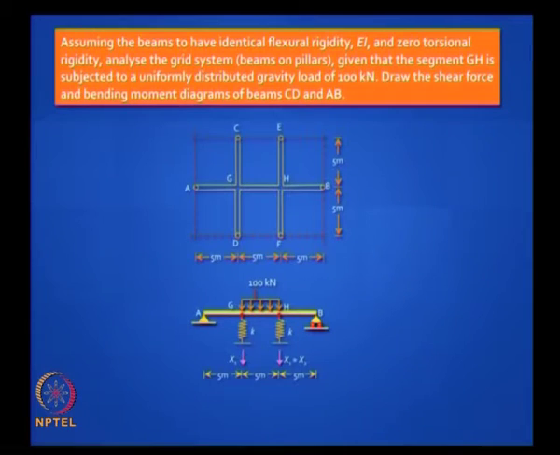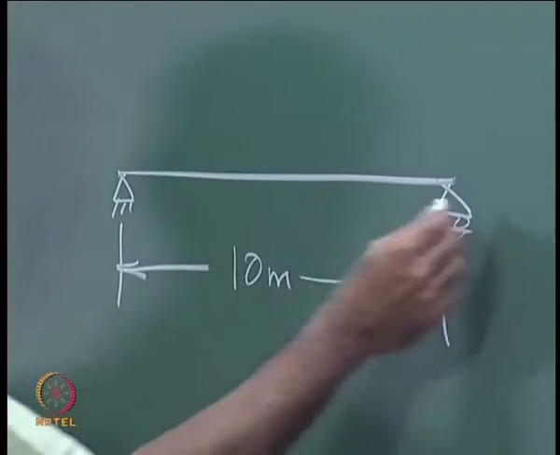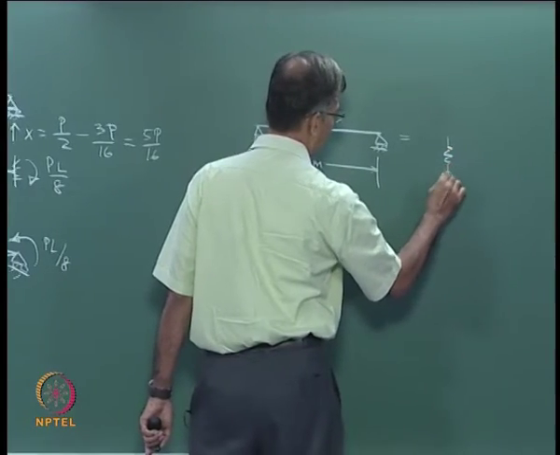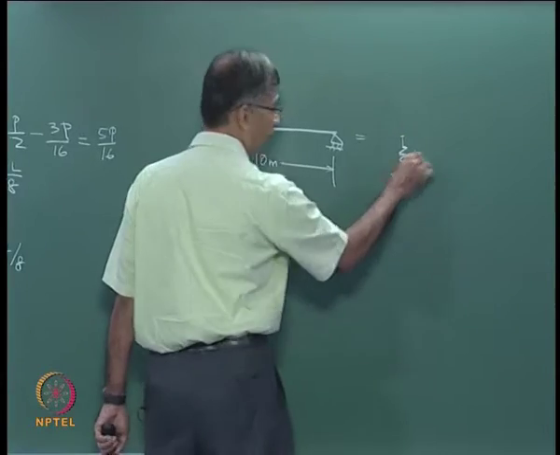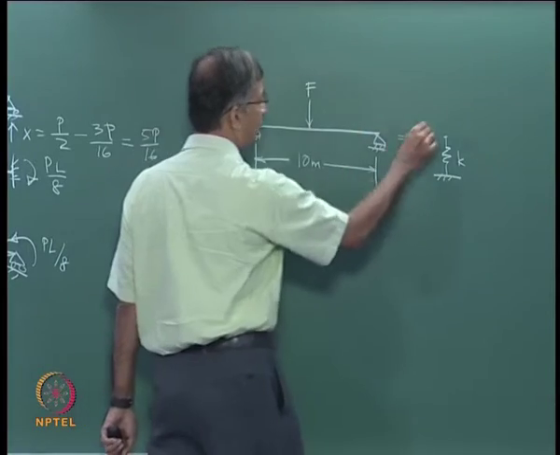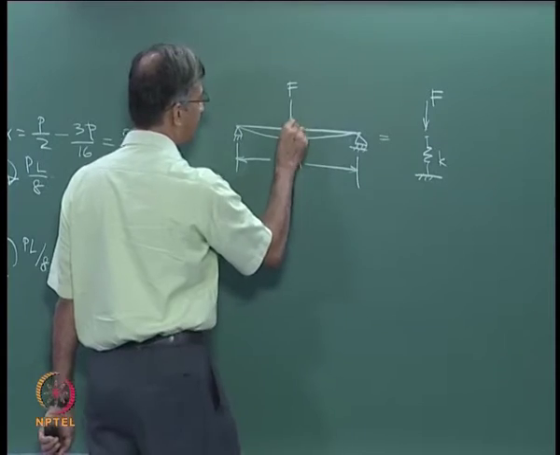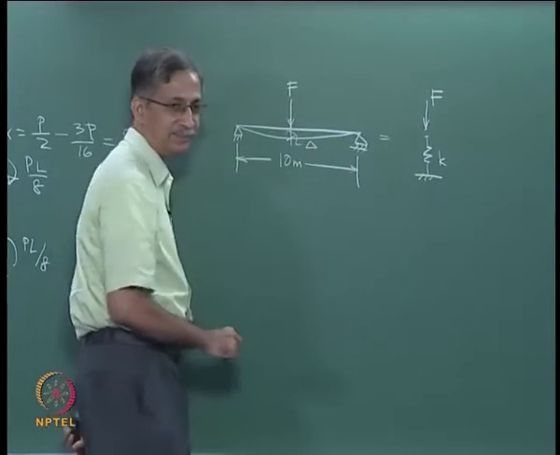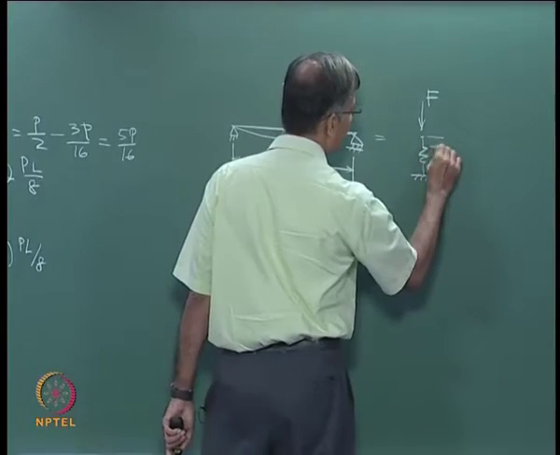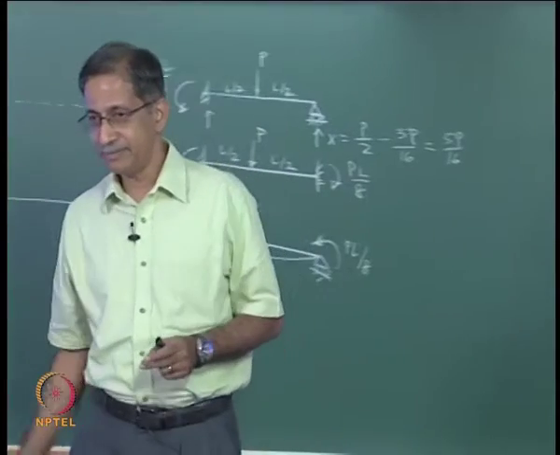Total, no? I am talking of CD, the ones that I am going to replace. They are 10 meters, right? 10 meters. So if I want to replace this with one spring, okay, I apply say some force F, this is going to deflect, let us say this is delta, let us say this comes down by the same delta. That's how I replace that entire beam with a spring, right?